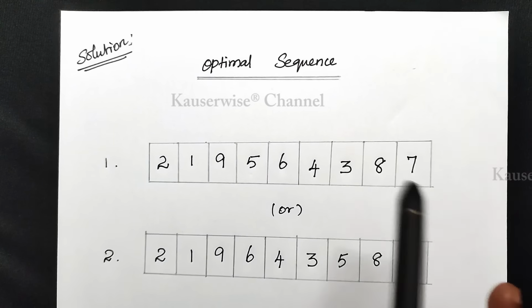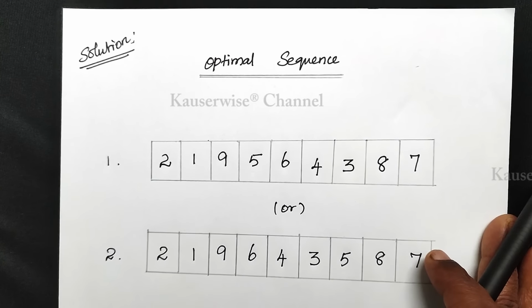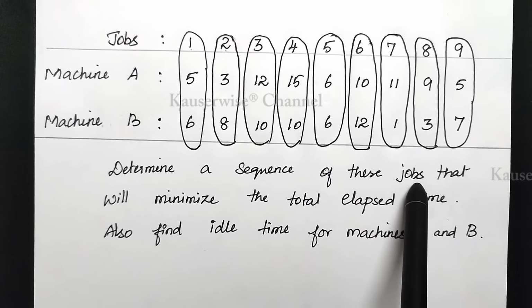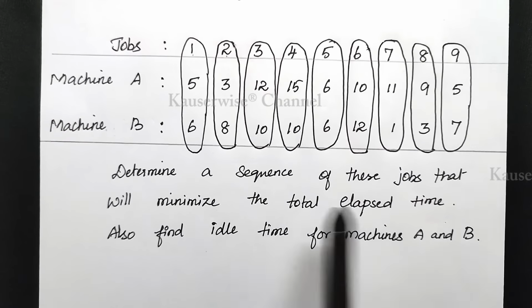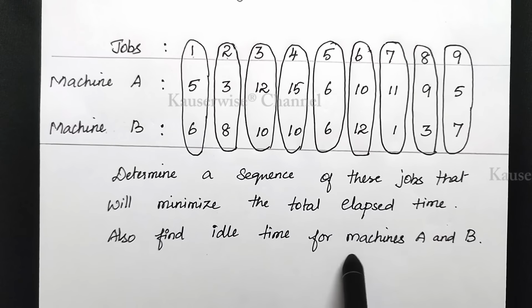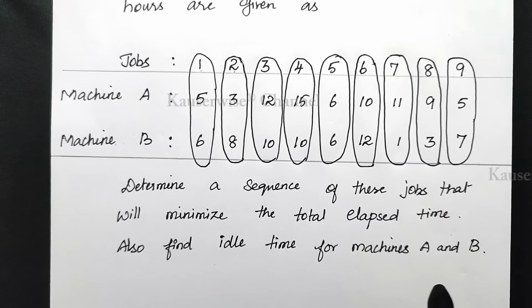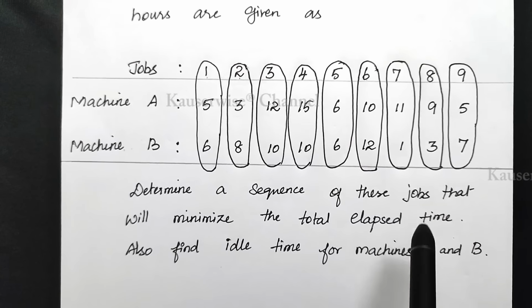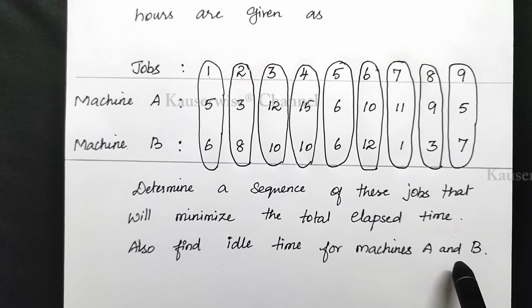So, we have found the optimal sequence with the given information. Okay, now look at the problem. Determine a sequence of these jobs that will minimize the total elapsed time and also find the idle time for machine A and machine B. The first thing they are asking us to find is the optimum sequence in order to minimize the elapsed time, and to find the idle time for machine A and machine B.